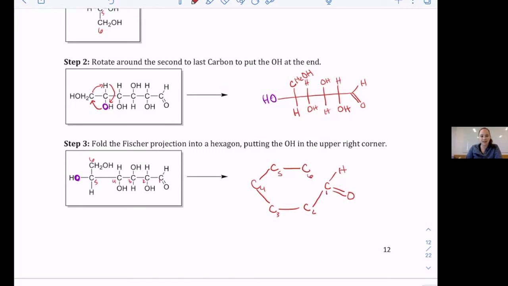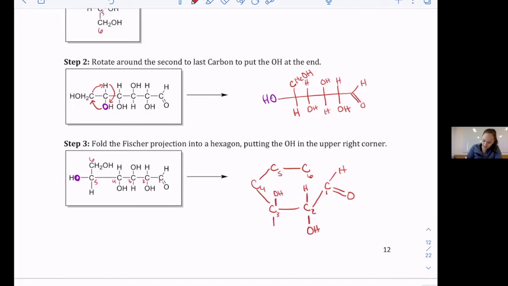Now we need to add in the hydroxyls and the hydrogens. On carbon number 2, we had a hydroxyl going down. I'm going to put a line going up and a line going down. The hydroxyl was going down, hydrogen was going up, so I'm going to keep it that way. Then on carbon 3, the hydroxyl was going up.